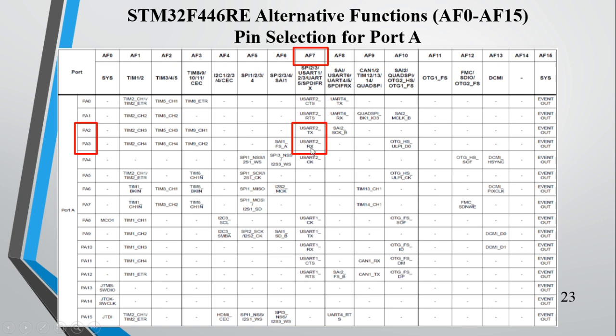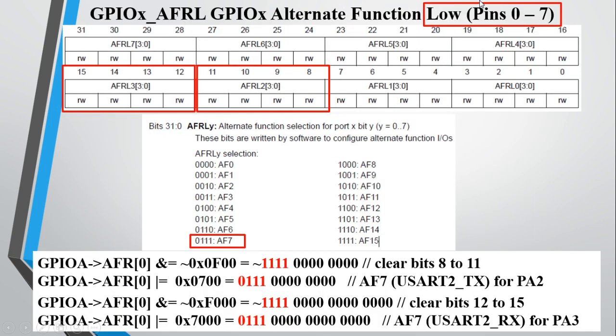So I need to configure alternate function 7 for both the pins. Which register I need to use? Alternate functionality select register low. This is that register, the AFRL register, alternate functionality register low. Why? Because we are going to configure PA2 and PA3. AFRL is used for configuring the alternate function of pins from 0 to 7.